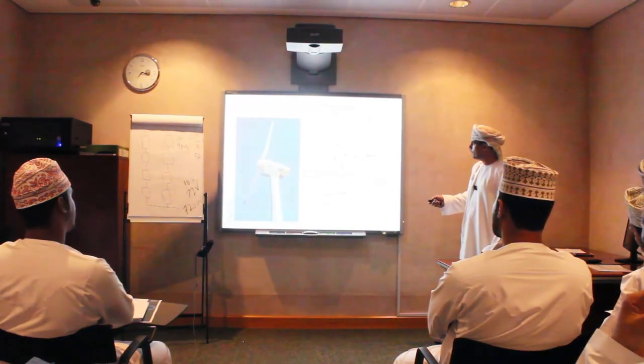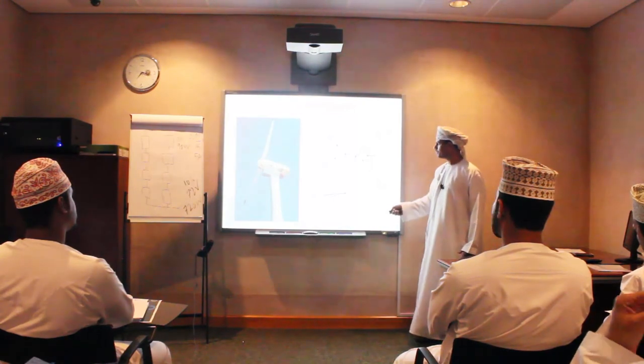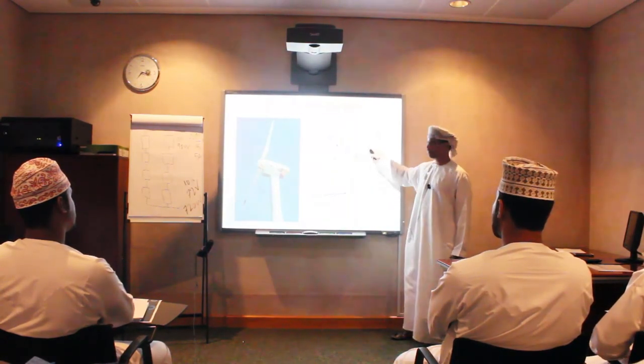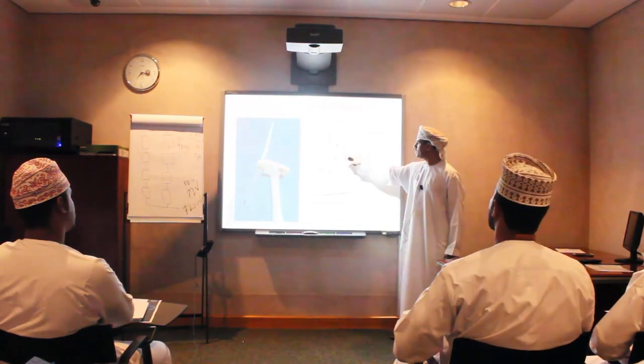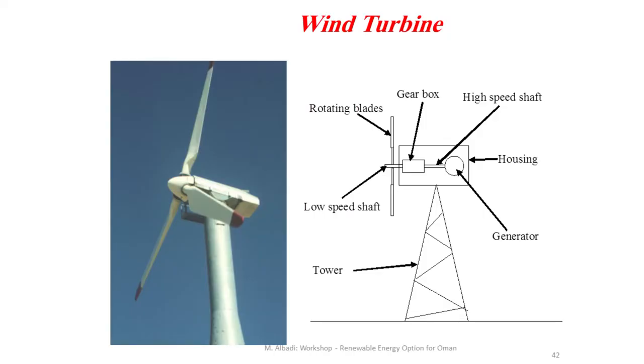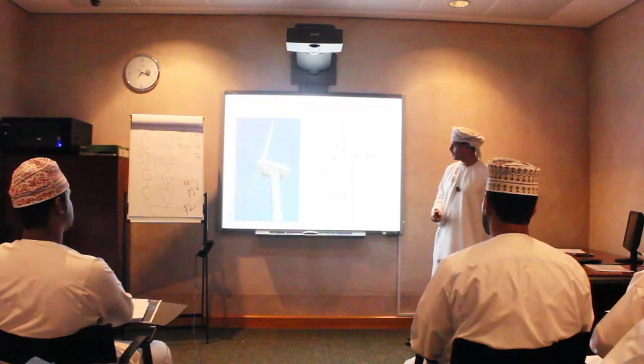The typical components are a tower, a nacelle, and rotating blades, and inside you have a gearbox and a generator. This is a typical wind turbine. Some of you know why we need towers. Why do we need towers? High altitude, more wind. More wind and also steadier wind, so better quality. At lower altitudes, you have a lot of gusts and turbulence in the wind. But at higher altitude, it's steadier and stronger.